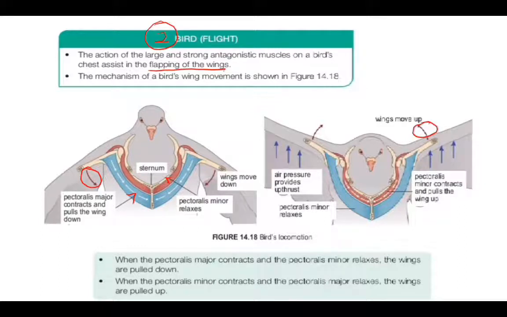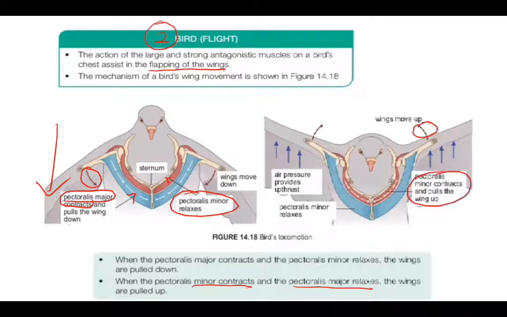Okay. So when the pectoralis major contracts and the pectoralis minor relaxes, the wings are pulled down. Okay. When the pectoralis minor contracts, the pectoralis major relaxes, the wings are pulled up. Okay. So this is what helps the bird to fly. Alright. This helps it in flapping its wings.